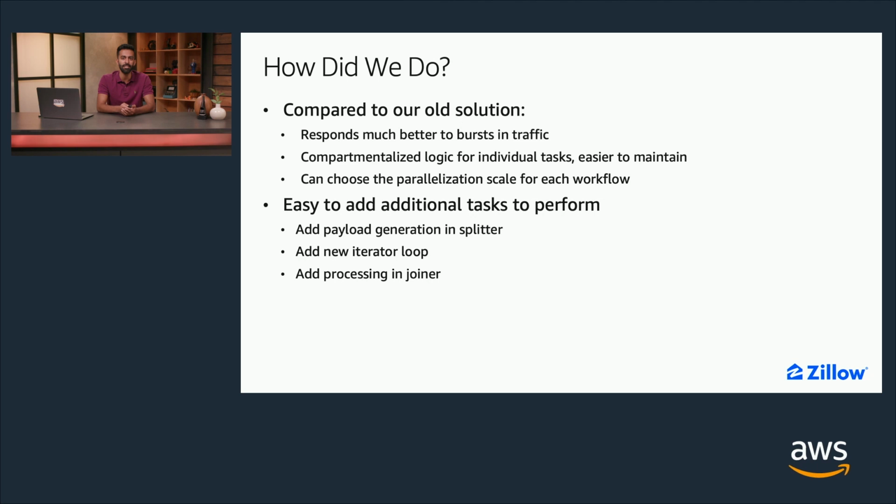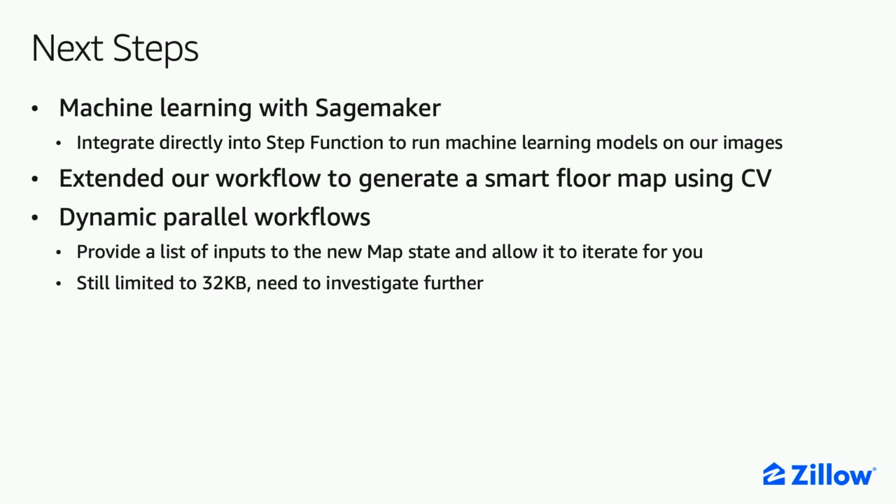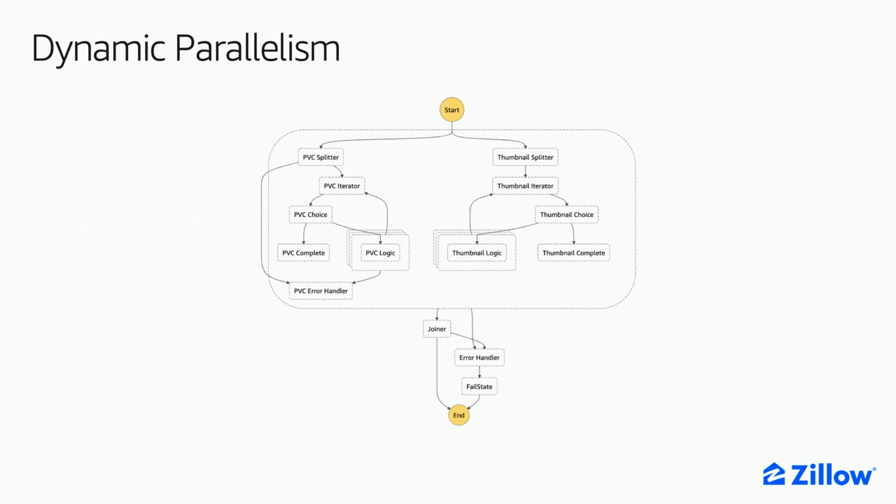We're still currently testing and iterating on this version to make sure we get everything just right. We still have some considerations in state input size that we need to work with, thus requiring some custom iterator work and augmenting our workflow assignments with DynamoDB. Here you can see some of the next steps we're taking. Also, here is a sneak peek of our step function with dynamic parallelism in place.